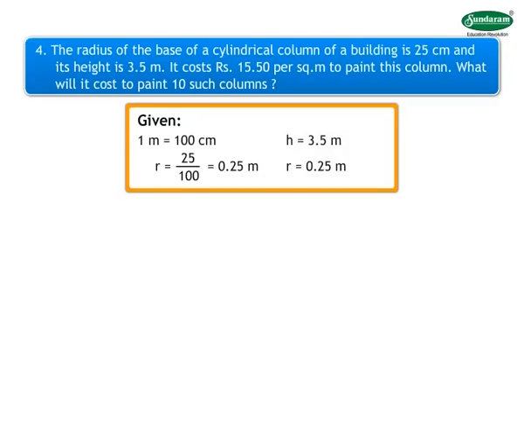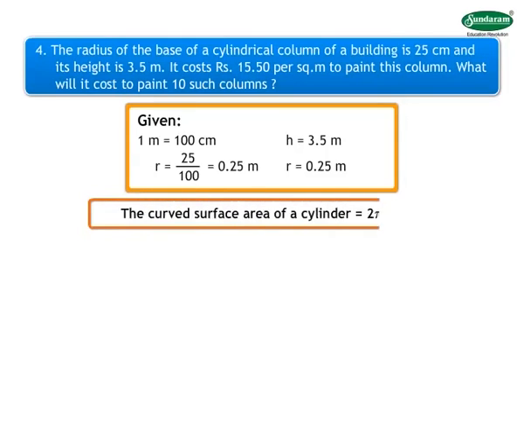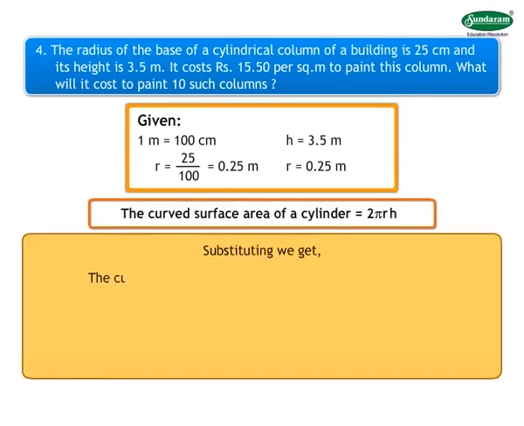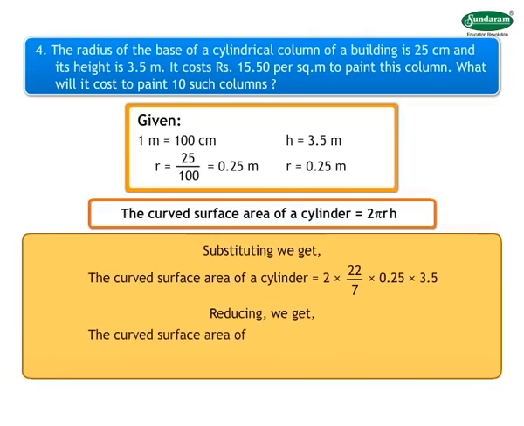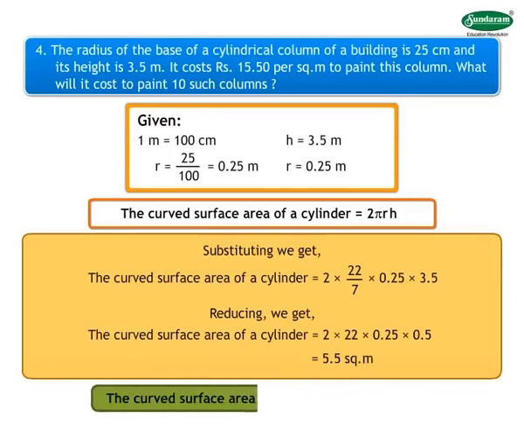Therefore, to find the cost to paint 10 columns, we need to find the area of the curved surface. It can be done by substituting the formula. The curved surface area of a cylinder is equal to 2 pi r h. By substituting, we get 2 into 22 upon 7 into 0.25 into 3.5. By reducing, we get 2 into 22 into 0.25 into 0.5, which is equal to 5.5 square meter. The curved surface area of the cylinder is equal to 5.5 square meter.